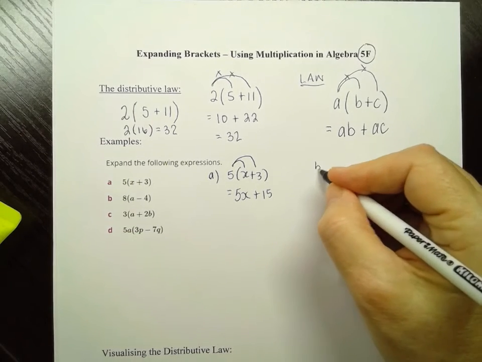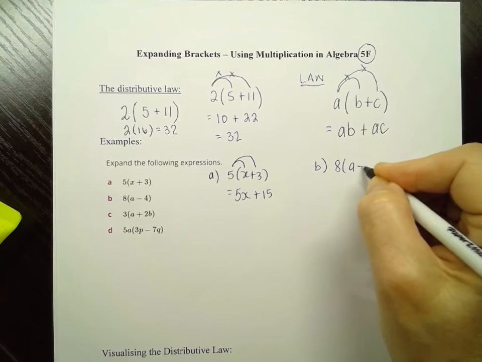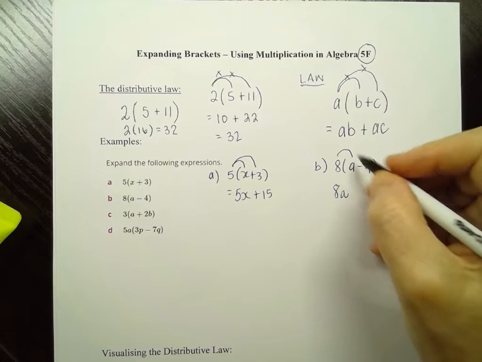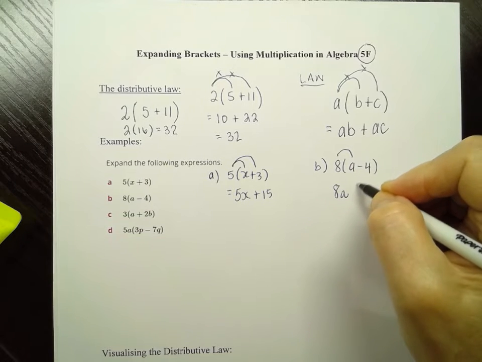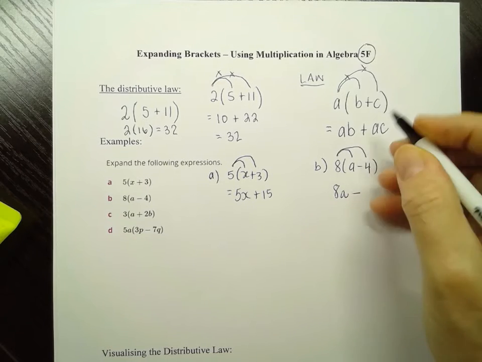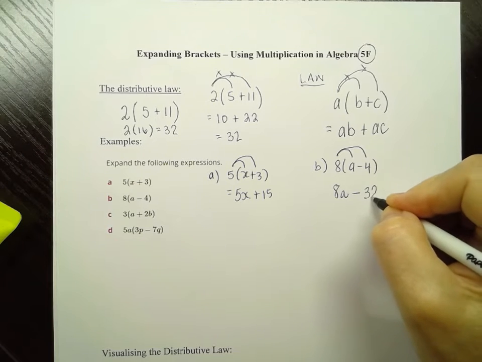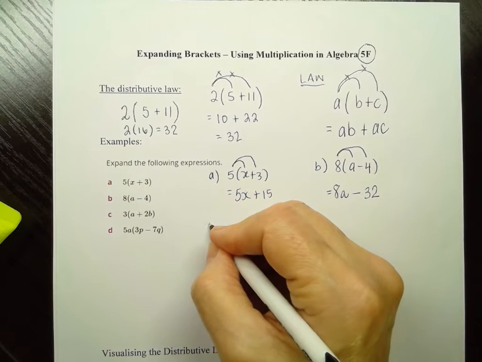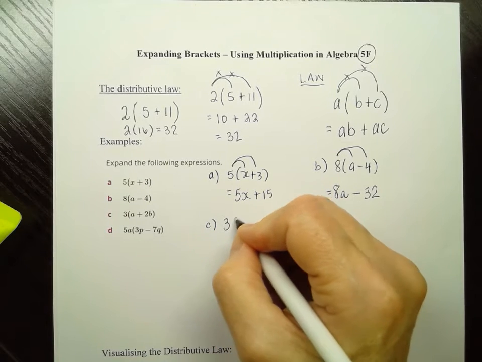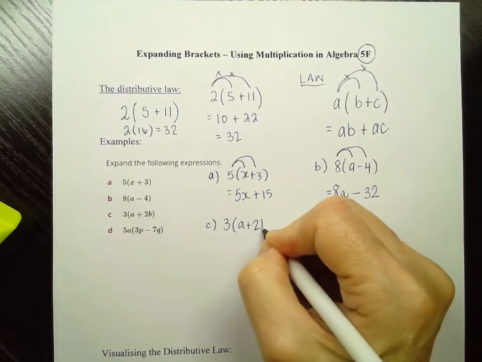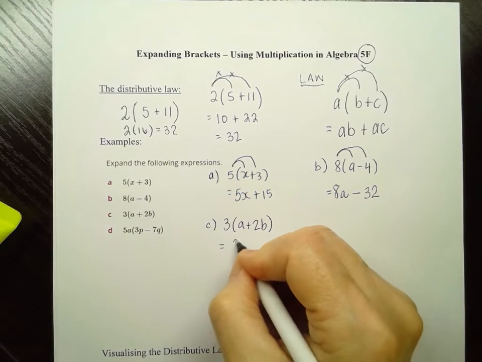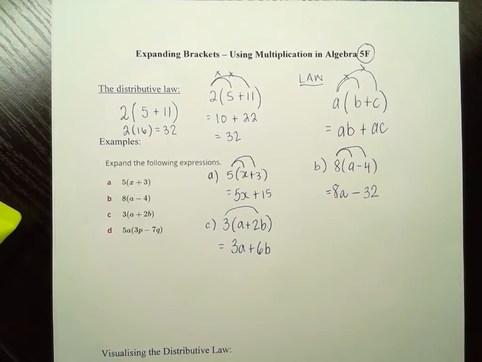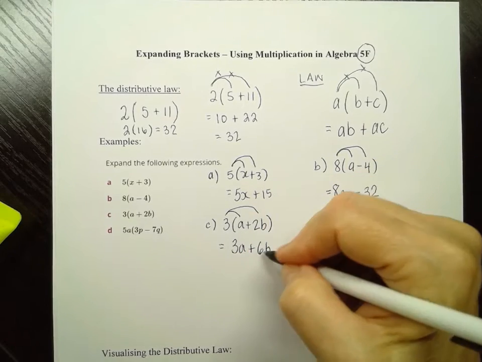Let's do B. It says 8 bracket x minus 4. So I do 8 times a, 8a, minus sign comes down, 8 times 4. Done. Okay, C says 3, give it a go if you want, pause, and give it a go. Equals 3a plus 6b, remember 3 times 2b is 6b.